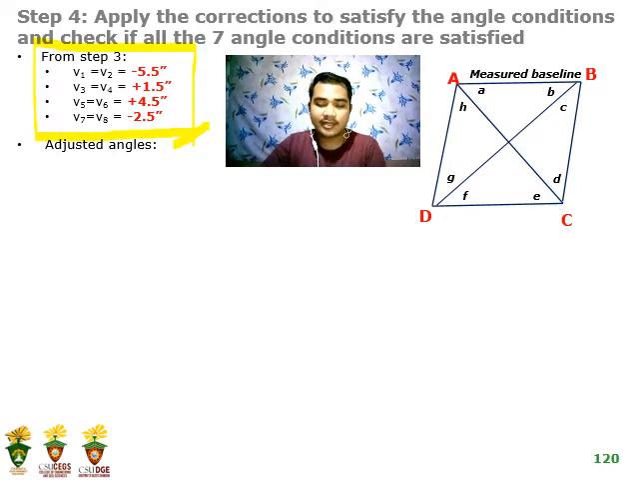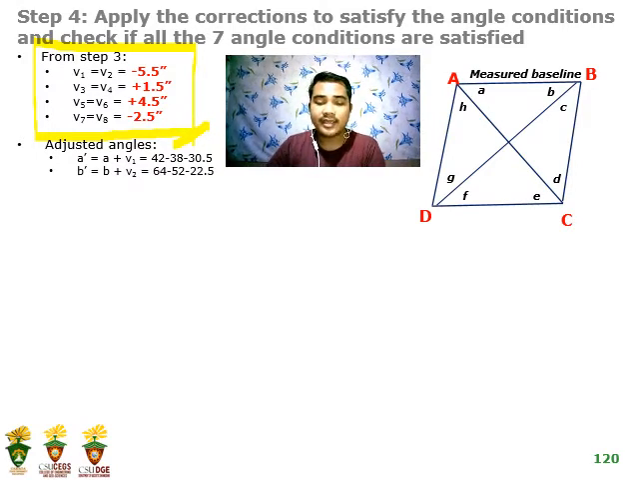So to adjust the angles, no? We have A prime, denoted as the adjusted angle for angle A. So the measured angle A plus v1. So we just substitute the value of A, then substitute the value of v1, which is negative 5.5. We can have this value of 42, 38, and 30.5 seconds.